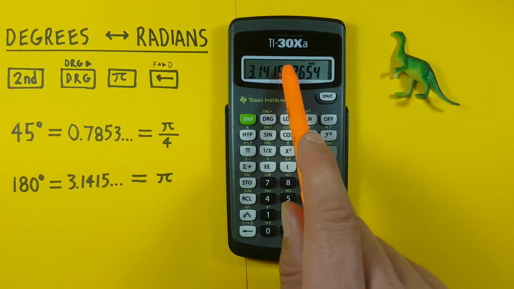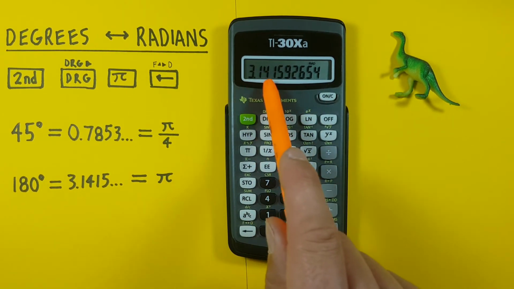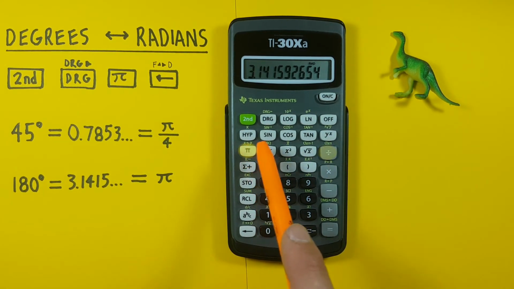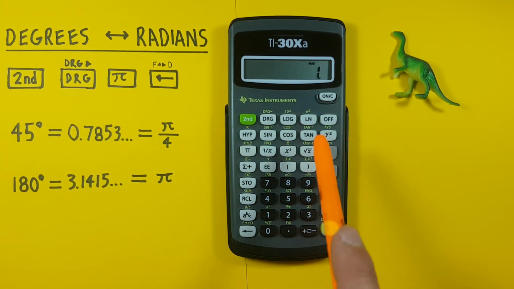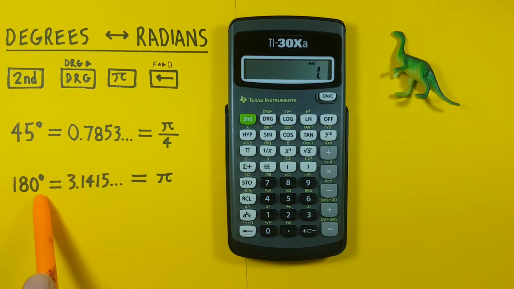Radians. Now, this should be pretty familiar to us, but if we don't immediately recognize that, we can just divide it by pi, press equals, and see we get a result of 1. So 180 degrees is the same as pi.